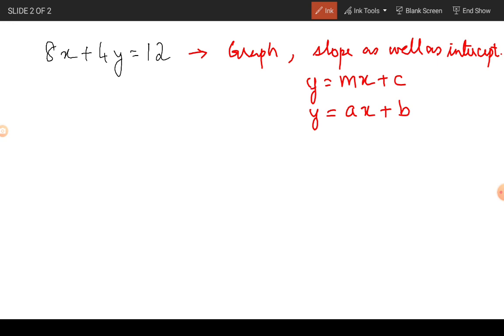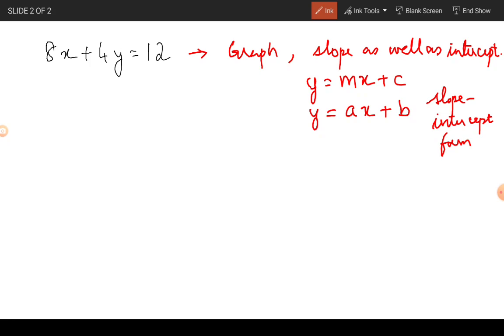I have come across students who have memorized the y equals ax plus b formula as well. That's why I'm mentioning both here. So if it has not been explicitly told to graph the function, you can simply convert it into this form. Now this form is called the slope-intercept form of a linear equation.